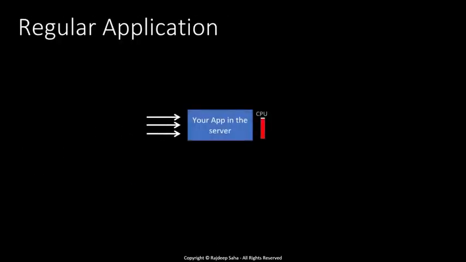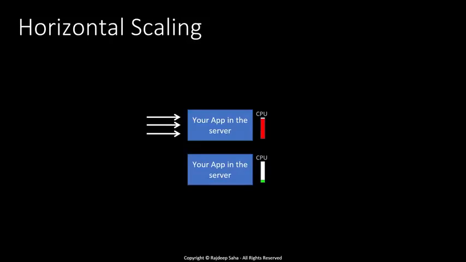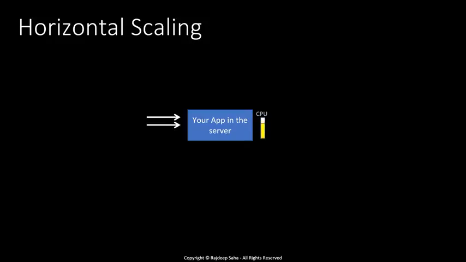Now let's take a look at horizontal scaling. Going back to our regular application running in a server where the CPU is almost at the max, if you have to scale up horizontally, instead of moving this application to a bigger server, you will simply spin up another server with your application running in it. And new traffic will start coming to this new server. So in horizontal scaling, instead of moving the server to a more powerful server, you simply add more servers.